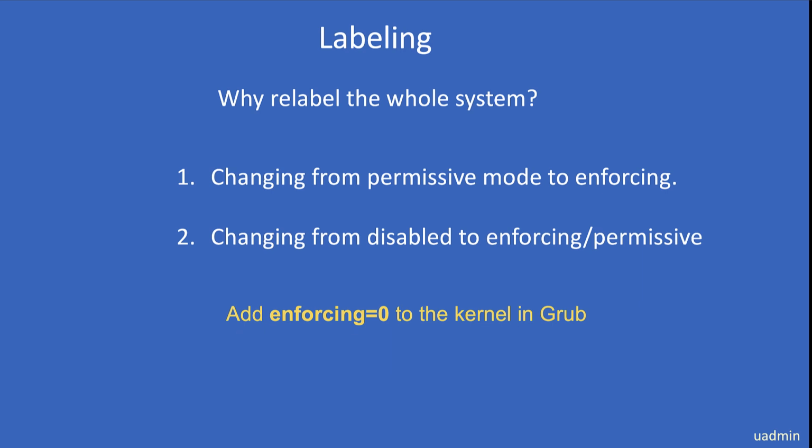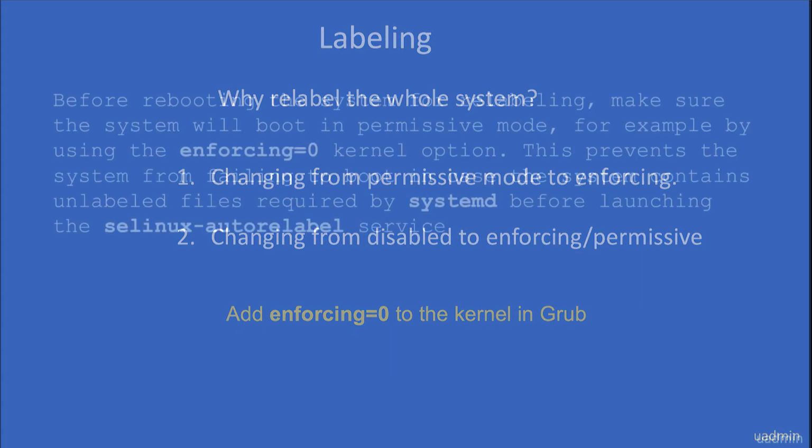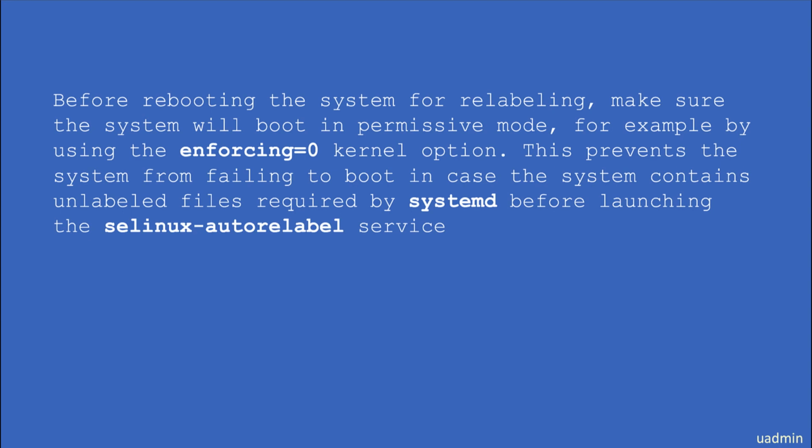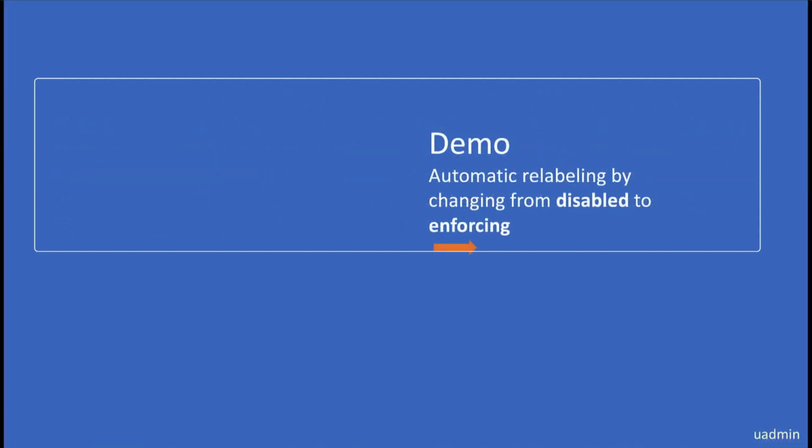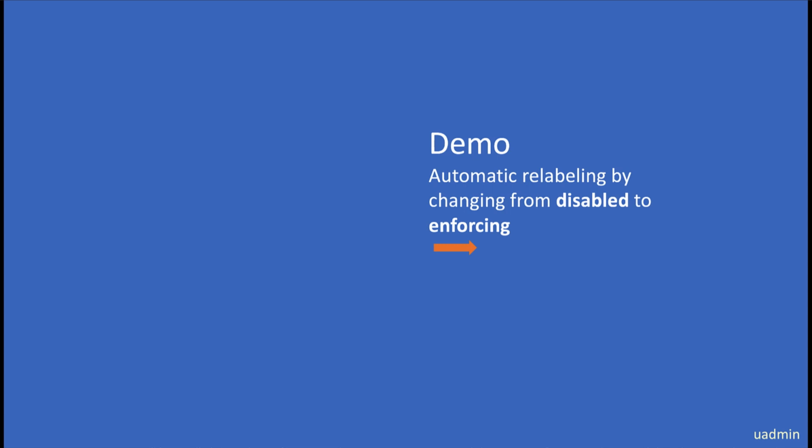What Red Hat says about this is the following. Before rebooting your system for relabeling, make sure the system will boot in permissive mode, for example, by using the enforcing=0 kernel option. This prevents the system from failing to boot in case the system contains unlabeled files that are required by systemd before launching the selinux-autorelabel service. In the first demo, we will change the config file from disabled to enforcing, and then a reboot will automatically start a full relabeling. And we will make sure that this is done in permissive mode by changing the kernel line before we boot.